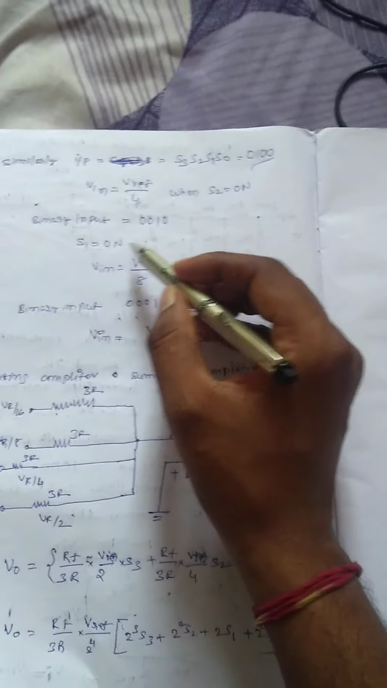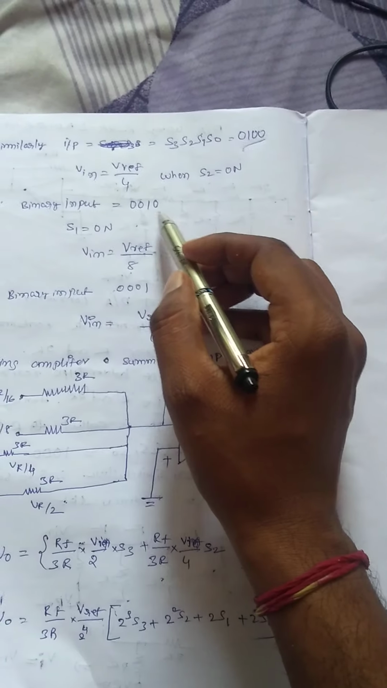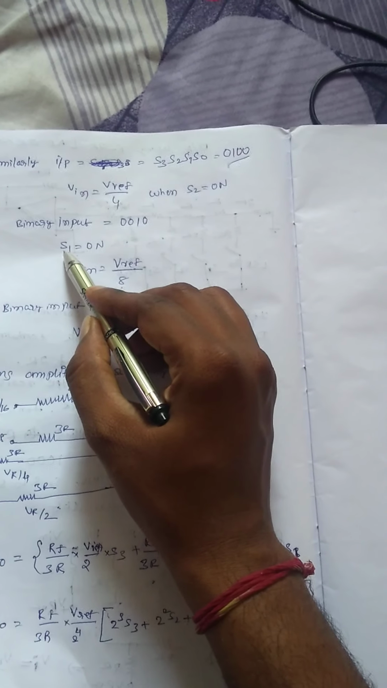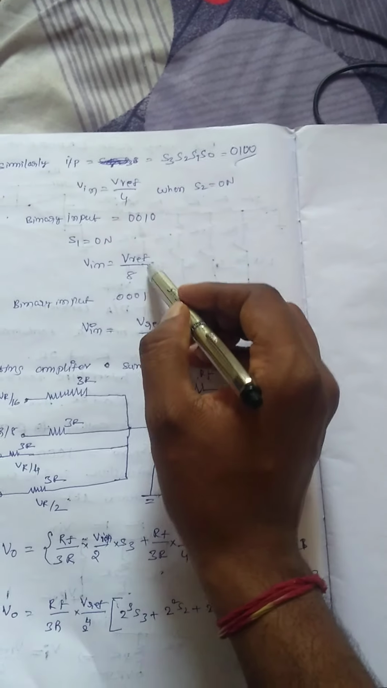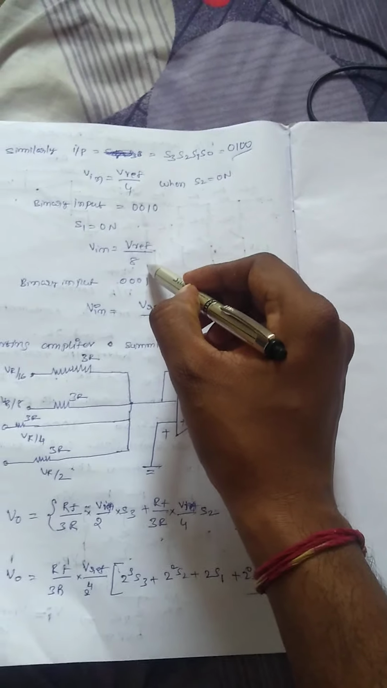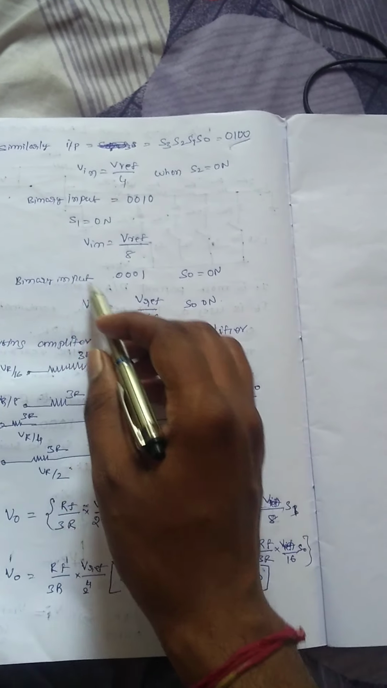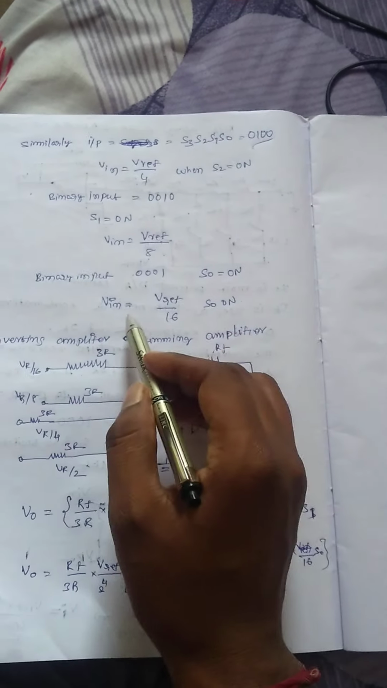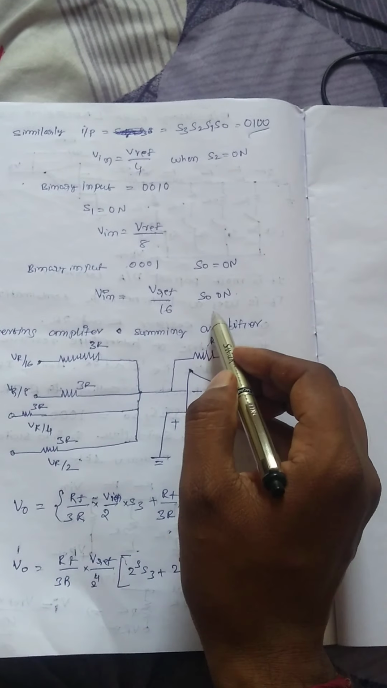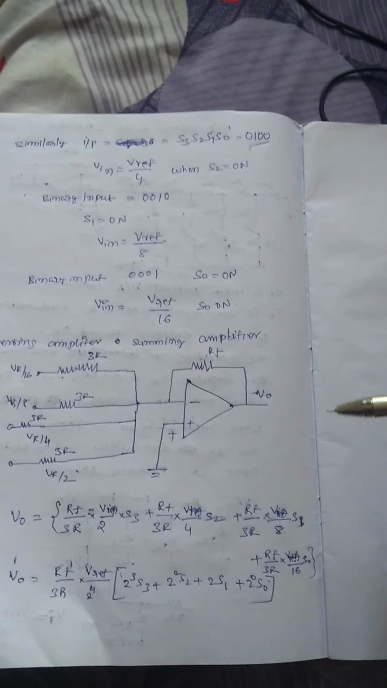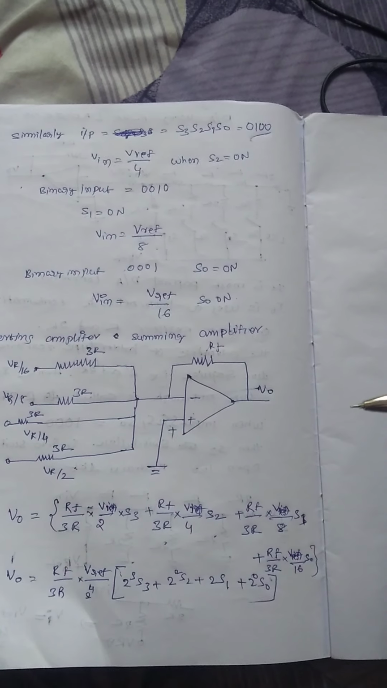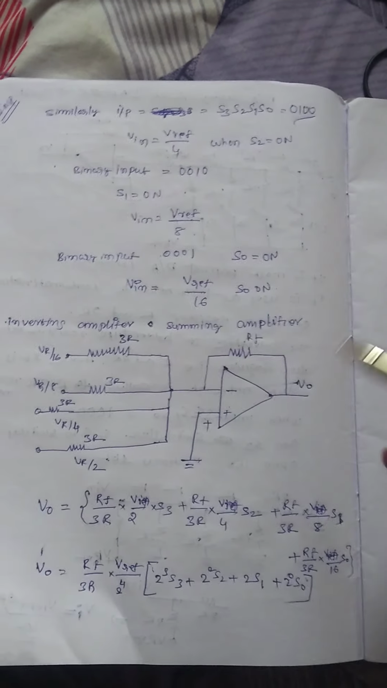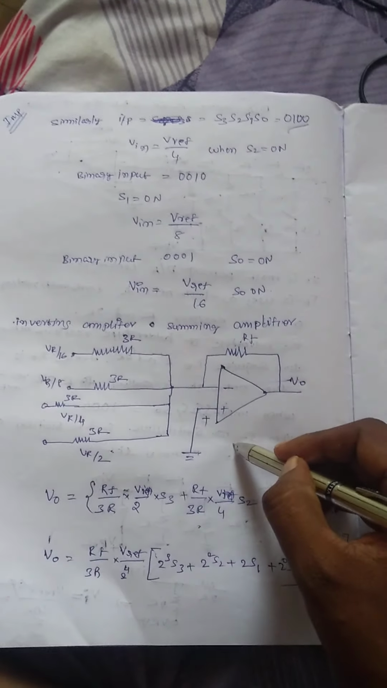Similarly, when the binary input is 0 0 1 0, S1 is on, and we get V reference by 8. Similarly, when the binary input is 0 0 0 1, S0 is on, and we get Vin equal to V reference by 16. By combining these four different inputs, we can get this equation.